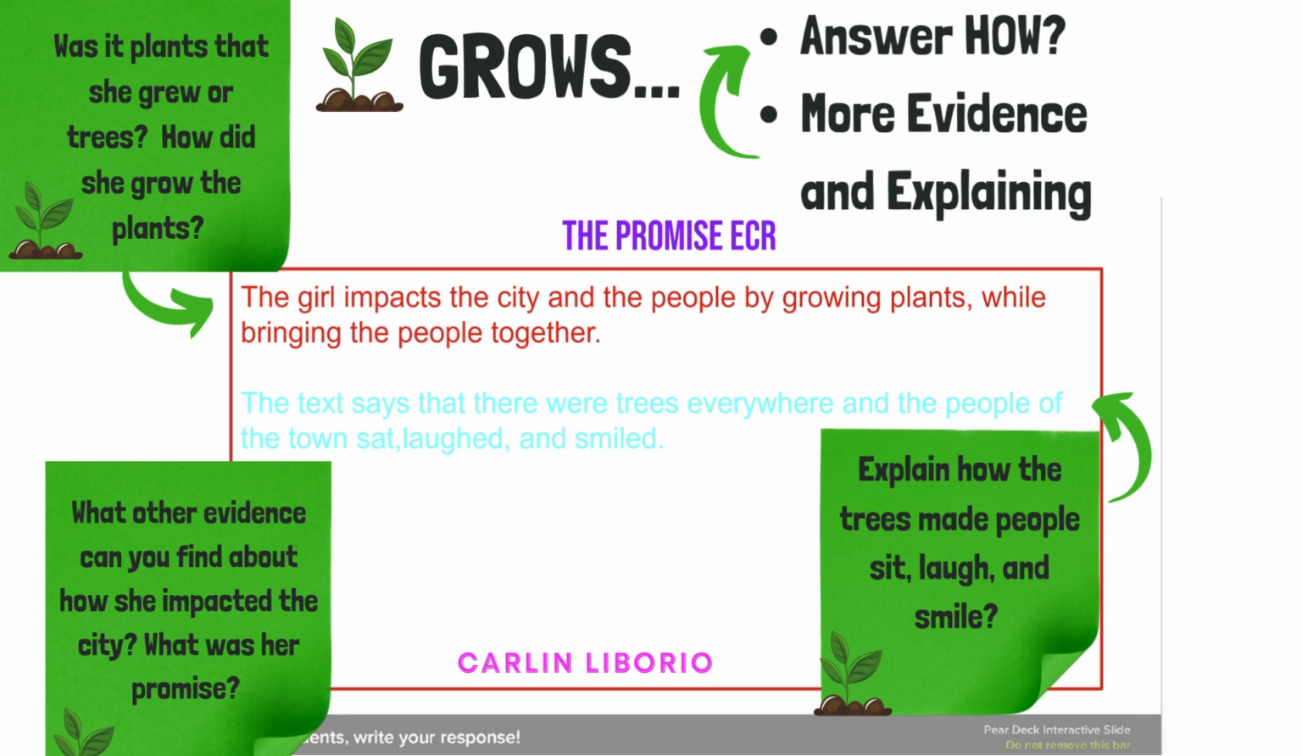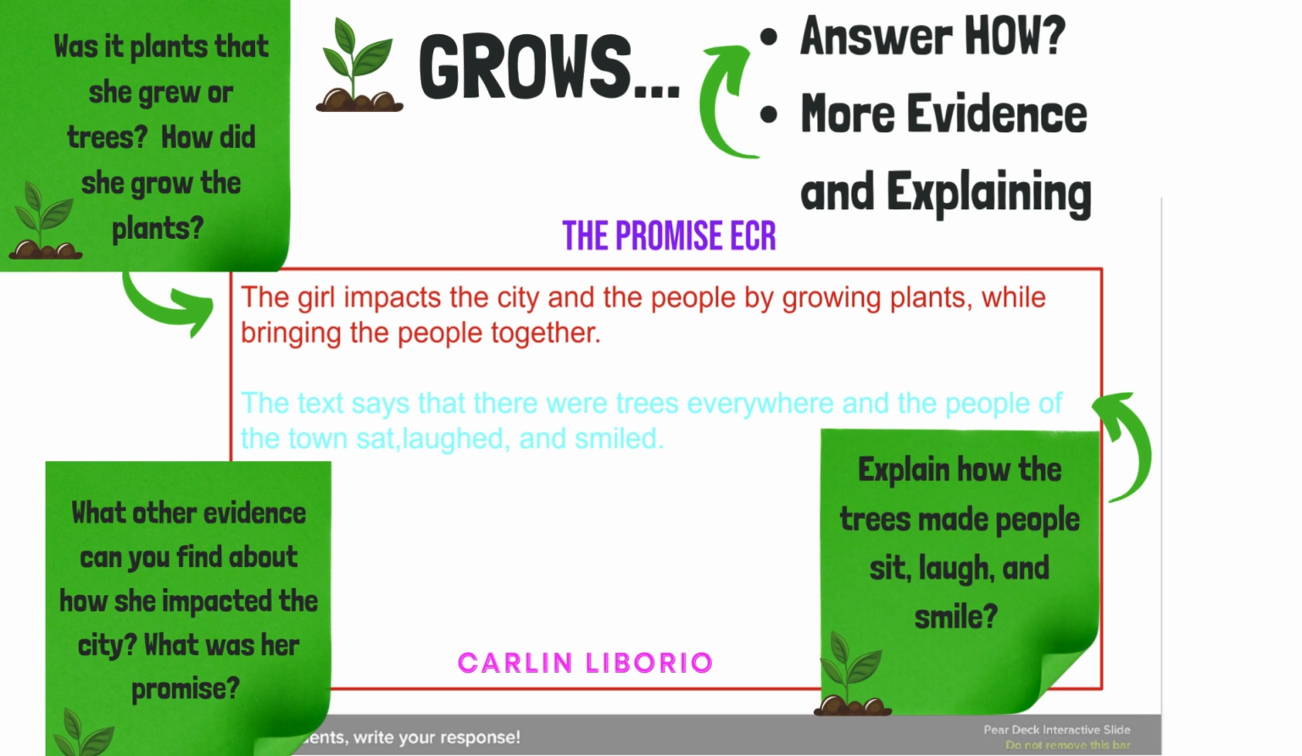Another thing you can ask the student is to explain. So they wrote for their evidence, the text says that there were trees everywhere and the people of the town sat, laughed, and smiled. I would ask the student, explain how the trees made people sit, laugh, and smile. How do trees do that? So they need to elaborate and add more. They need to create a sentence after that, whatever they say off the top of their head.